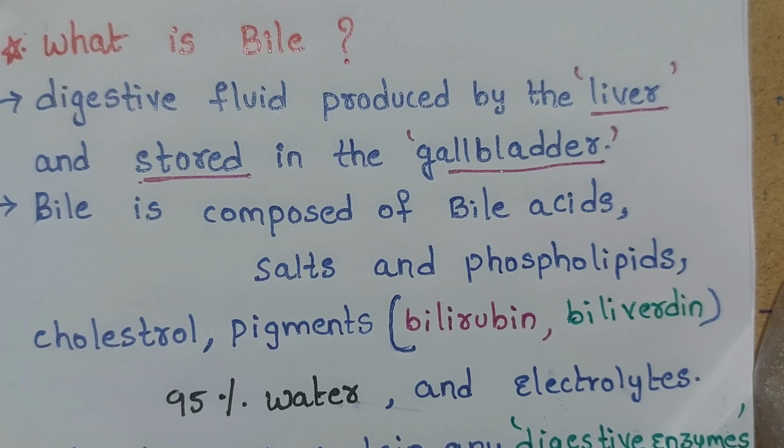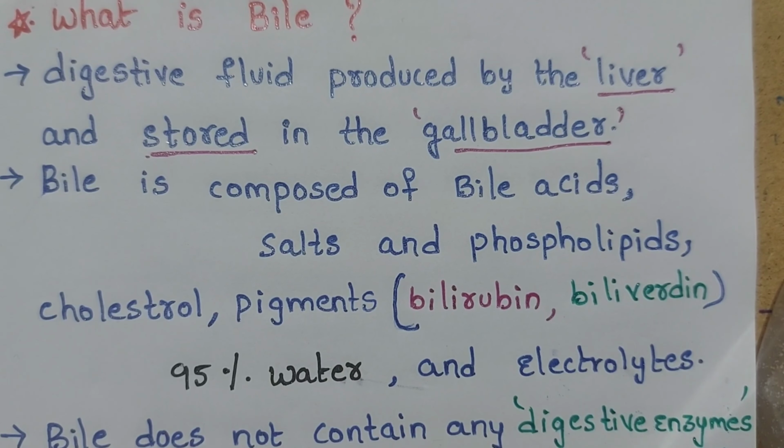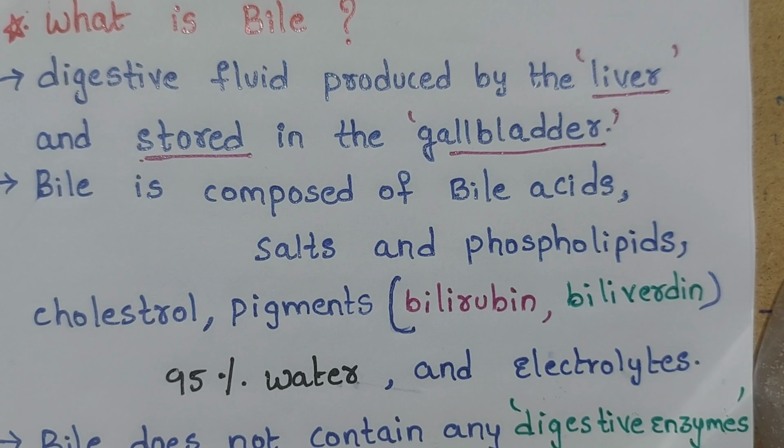In this video, I am going to explain what is bile. Bile is a digestive juice or digestive fluid which is produced by the liver. So, the liver produces bile juice or digestive fluid, and this will be stored in the gallbladder after it is produced by the liver.